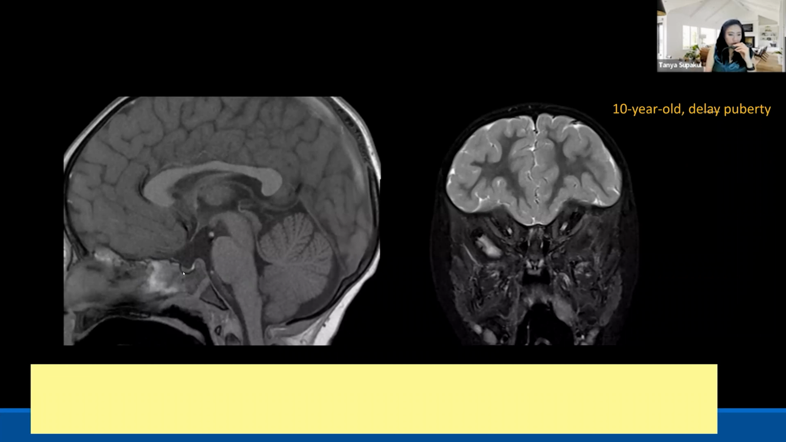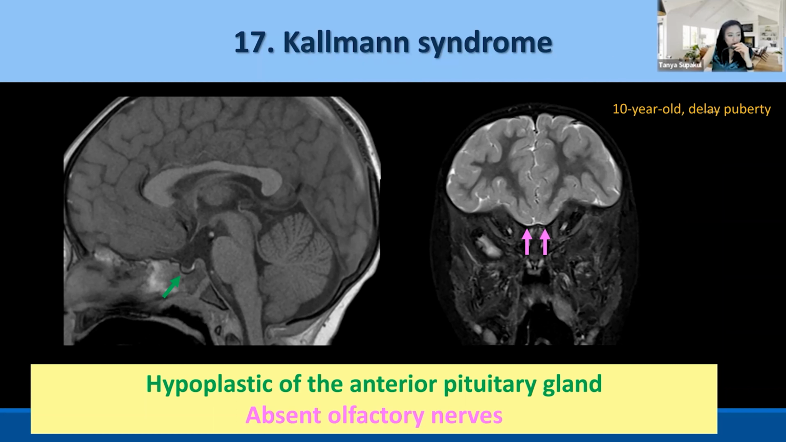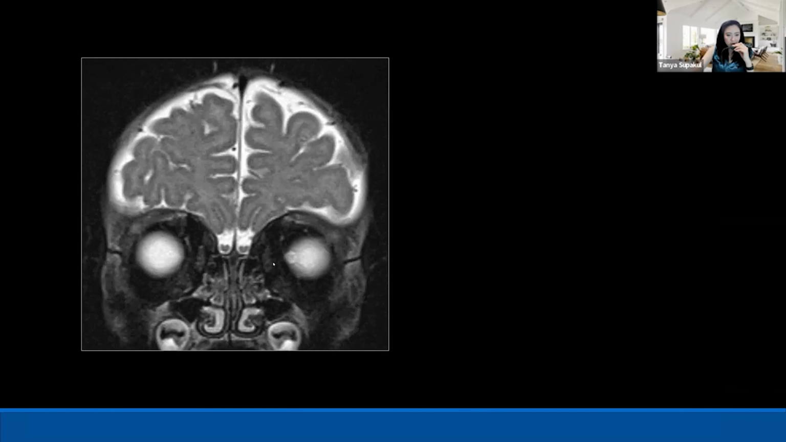So every time you see a relatively small anterior pituitary gland, and the patient comes with delayed puberty, the next thing is you need to check the olfactory bulb, because there is one disease where the patient comes with delayed puberty and absent olfactory bulbs. That is Kallmann syndrome. So this is one thing that you almost always need to check, the olfactory bulbs. Like this patient, this is a normal patient, you can see the olfactory bulbs very, very well on the coronal image here.